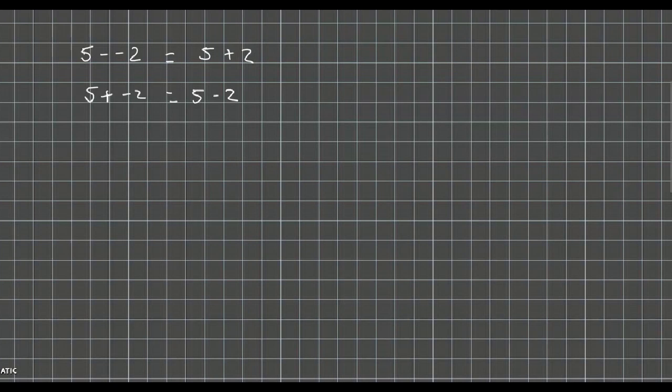The same goes for multiplication. If we multiply a negative number with another negative number, we get a positive number. And if we multiply a negative number with a positive number, we get a negative number.